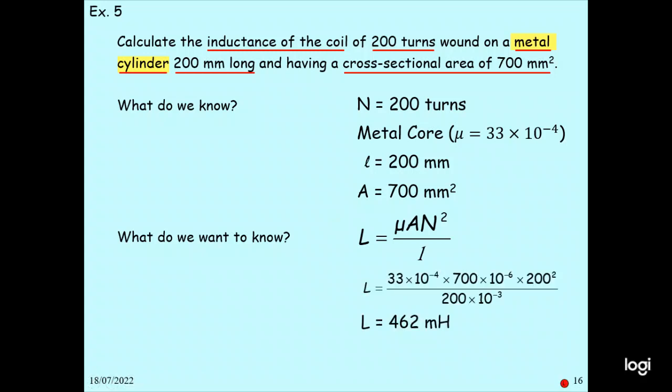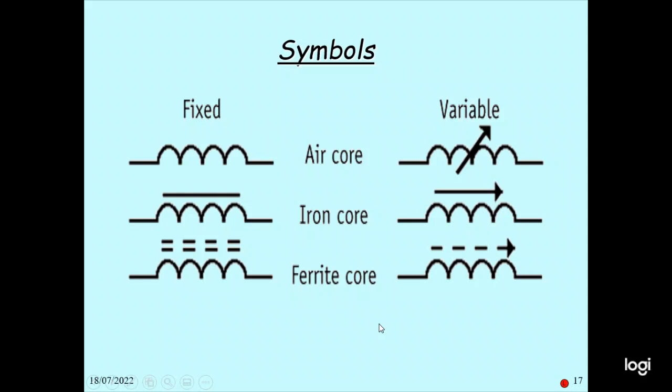These are the symbols for the fixed air core, the variable air core, and also the iron core and the ferrite core. This is a fixed air core, fixed iron core, and fixed ferrite core. Here is a variable air core, variable iron core, and variable ferrite core. So this is how the inductance can be calculated.